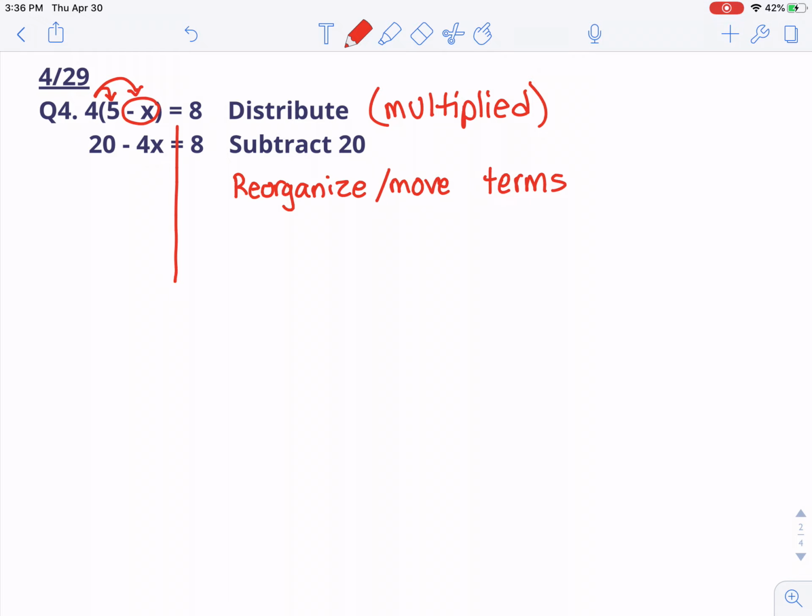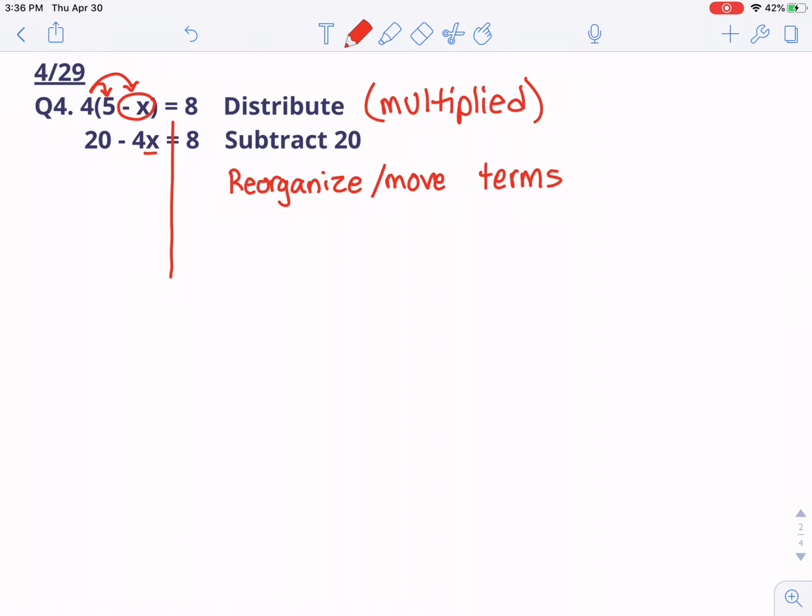So I'm going to keep my x on the left side here and everything attached to it, so this negative 4. And I'm going to get rid of this 20. It's a positive 20, so I subtract 20 on both sides. I rewrite negative 4x, nothing happened to him.